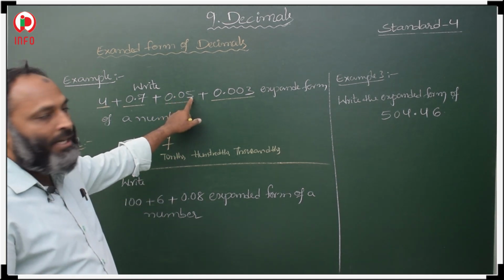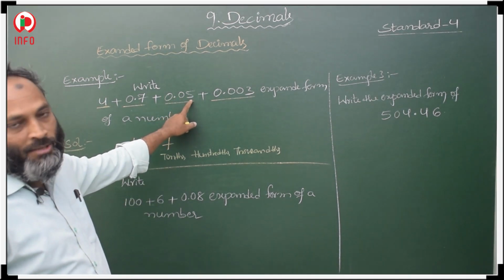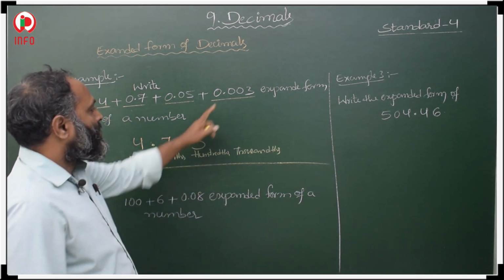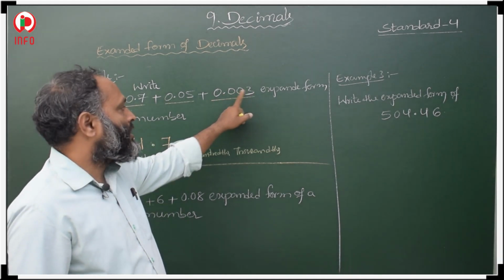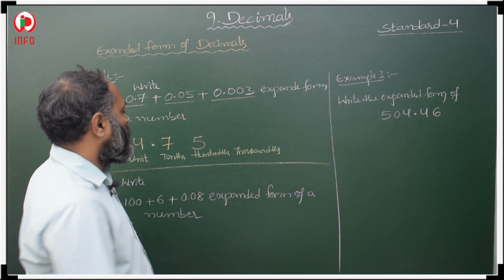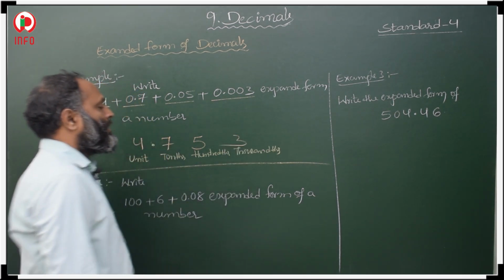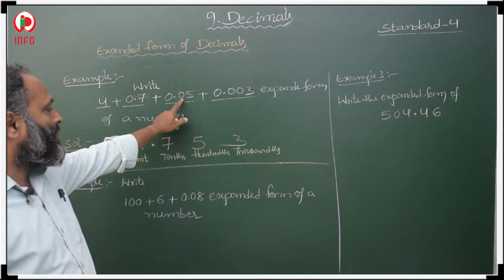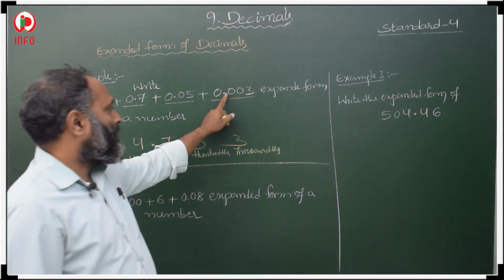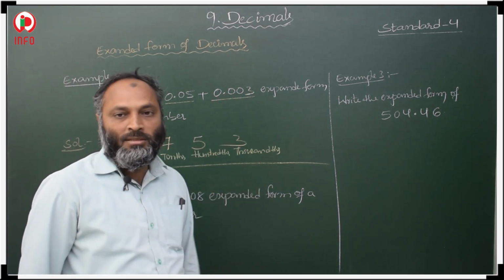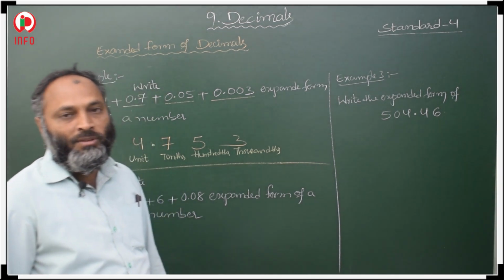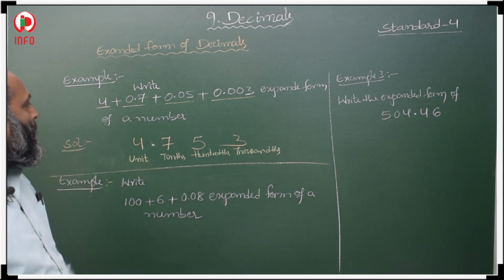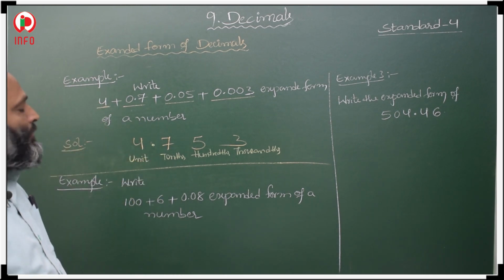The second digit after the decimal is the hundredths place, that is 5. After the decimal, this is the third place, means 1, 2, 3. The third place is the thousandths place. So after a decimal, the first place is the tenths place, the second place is the hundredths place, and the third place is the thousandths place. In this way we have to write. This is the expanded form, and this is our decimal form.